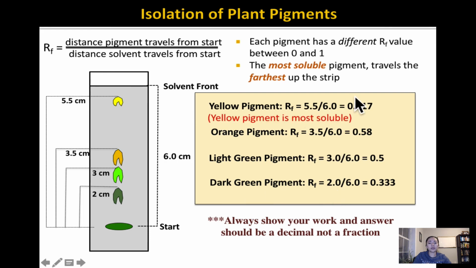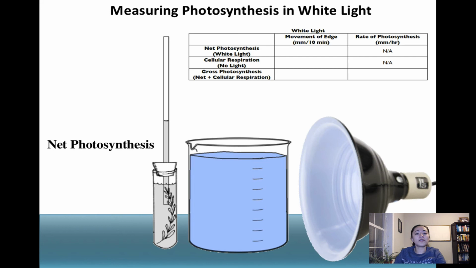The yellow pigment was the most soluble, and the dark green pigment was the least soluble. In the second part of the experiment, you'll be measuring photosynthesis under white light and green light. We know that plants don't absorb a lot of green light, so we would expect that photosynthesis would be less under green light. In order to measure photosynthesis, you're actually going to be measuring the amount of oxygen produced.